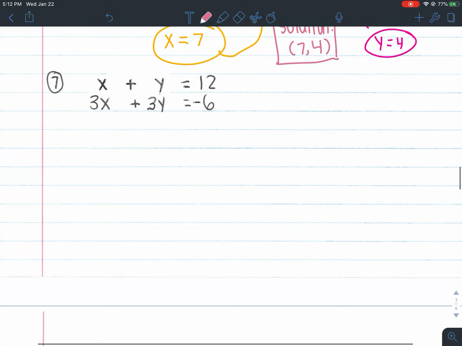All right. Moving on to number 7. So we have 2 problems left, just 7 and 8. So here we have 2 equations. They are in standard form, so that's good.